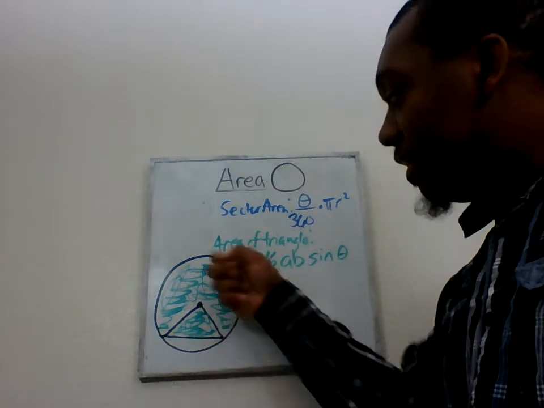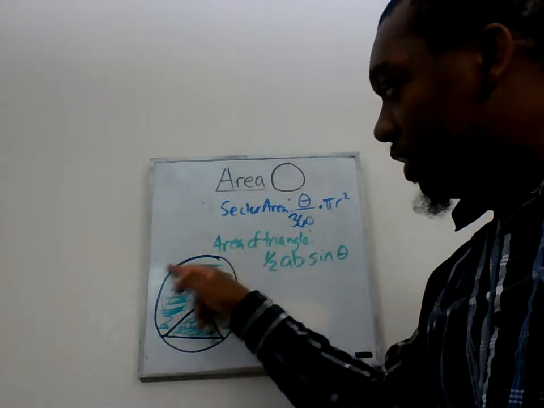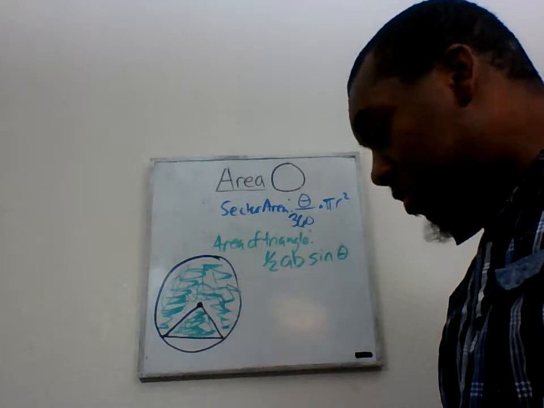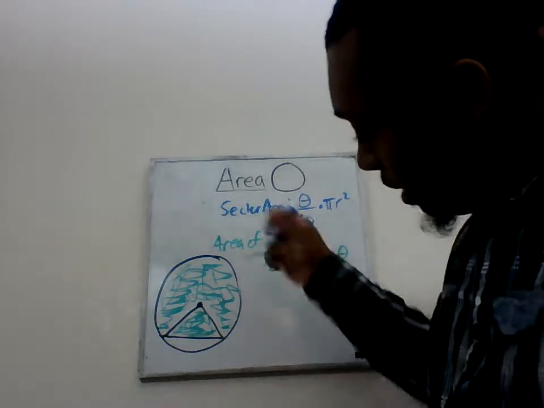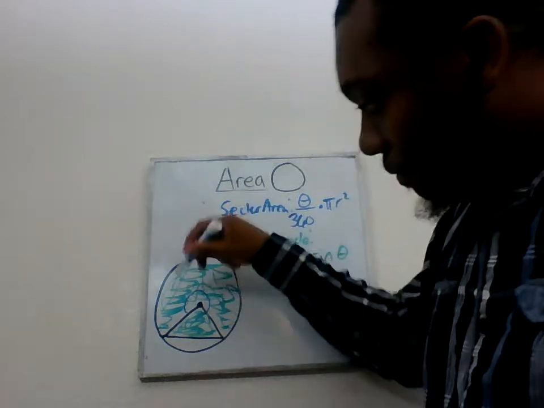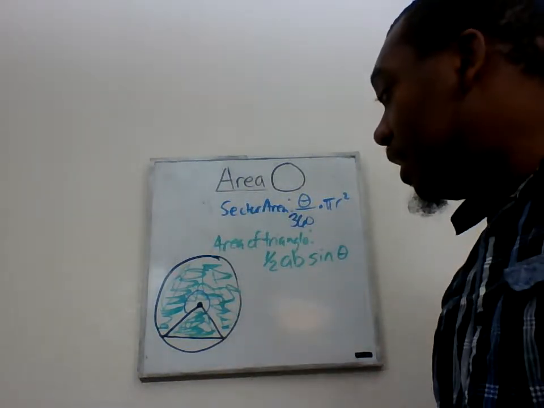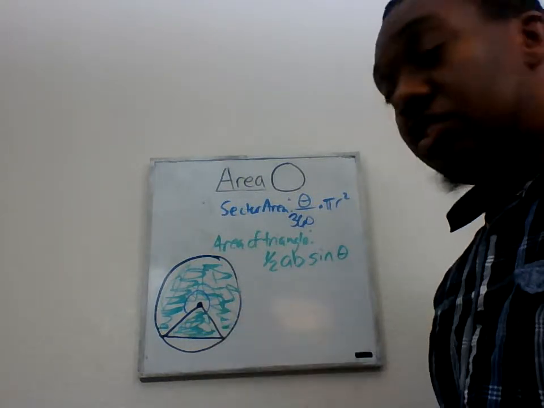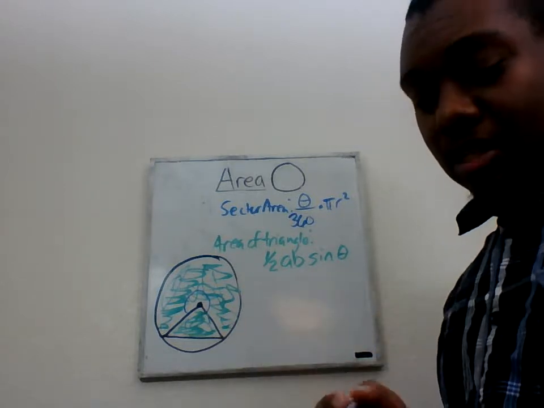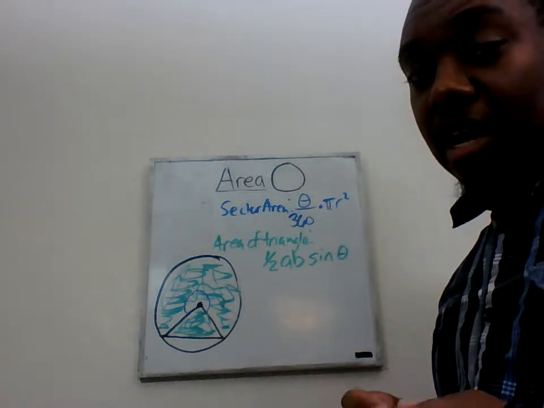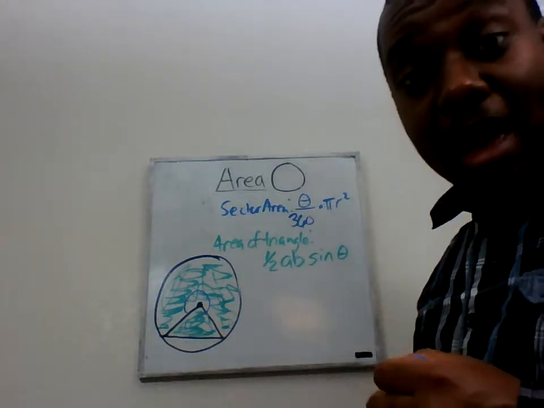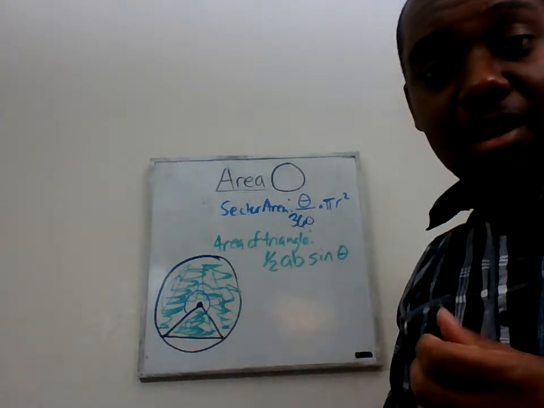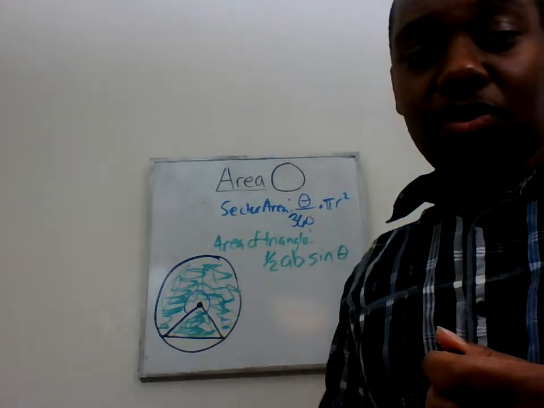So to find the area of this segment, we could take the sector area because that would have an angle for it. Not sure what it would be, but it does have an angle for it here. The angle is greater than 180. And then we have the area of the triangle. And we just add those two things together to find the area of this segment. Okay. All right. So that is finding the area of a segment.